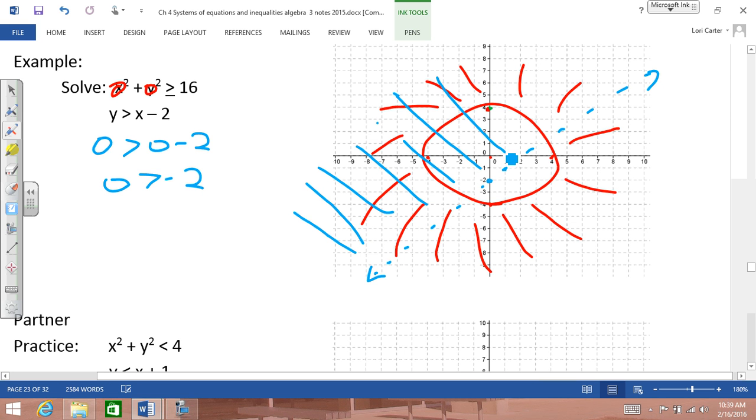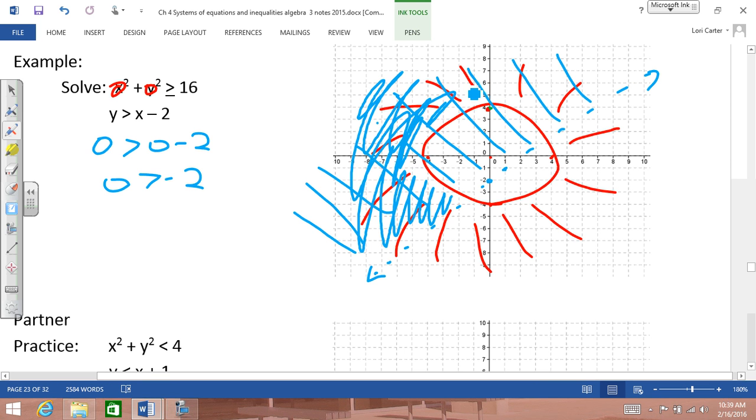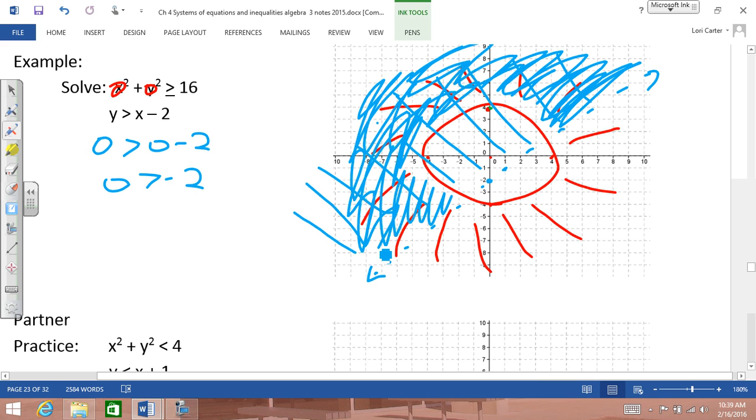Where do these double shade? Outside of the circle and on top of the line. So this is a weird shade. It goes here. Wait, it's not inside the circle at all. Bounded or unbounded? Unbounded.